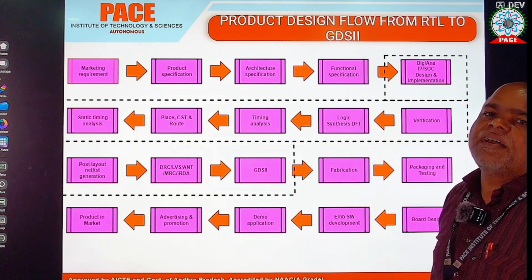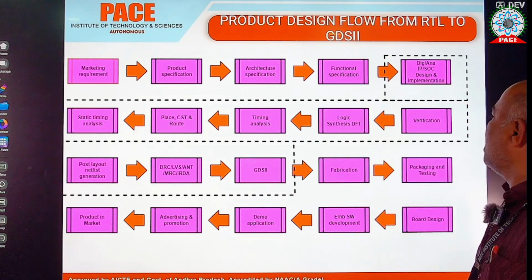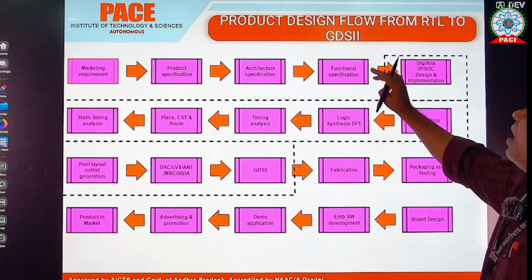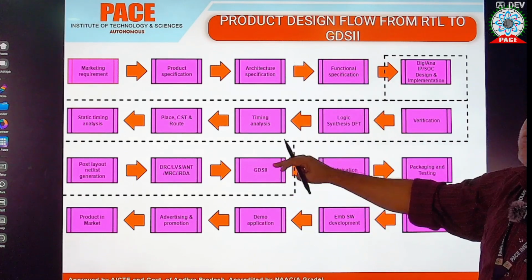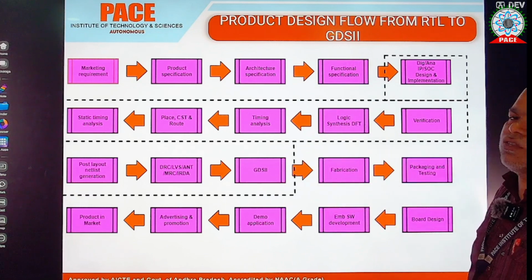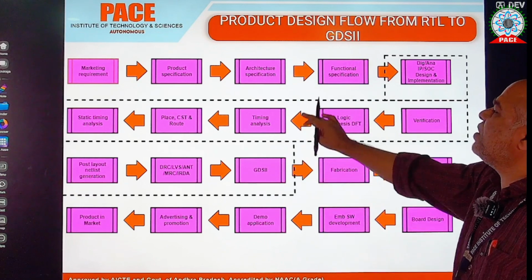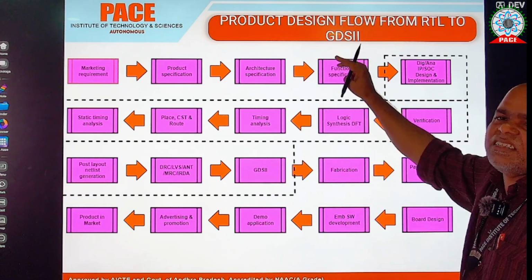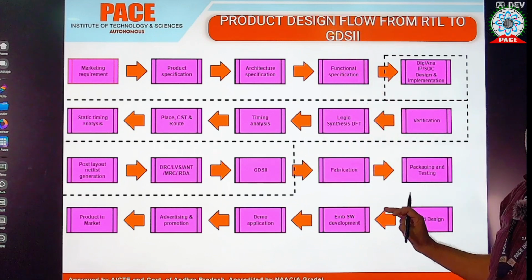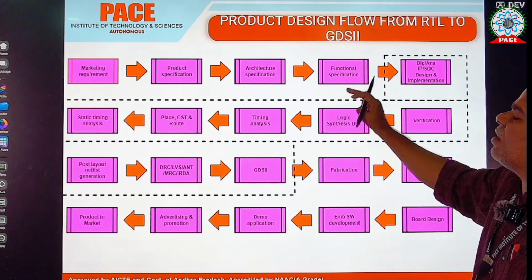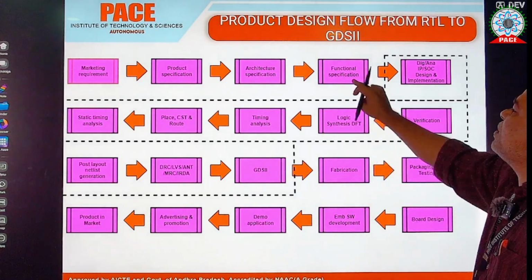For example, I can draw the 8-bit comparator here. According to that, you can draw the architecture specifications: how many inputs, how many outputs, what the outputs are, and how to get the output. Then the functional specification: how to get the output. The outputs are like less than, greater than, equal.